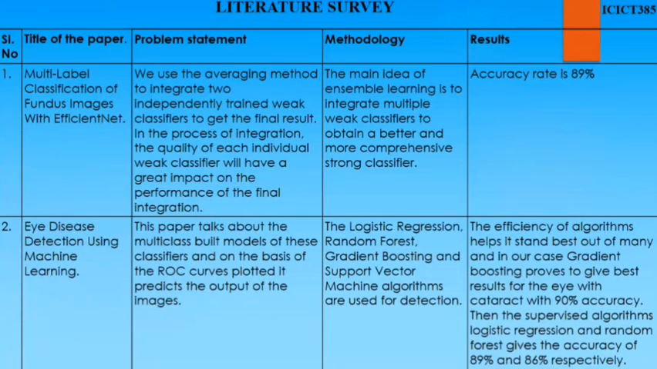Then coming to the next paper, titled Eye Disease Detection Using Machine Learning. In this, the methodology used is random forest, gradient boosting, and support vector machine algorithms for detection. As we see in the results, gradient boosting gives the best results for eye diseases like cataracts with 90% accuracy, whereas the others give 89 and 86 respectively.